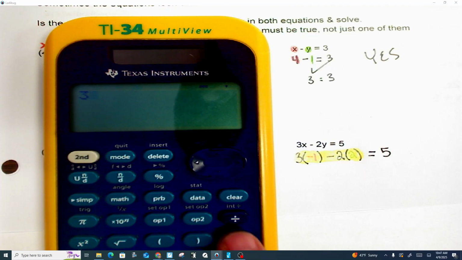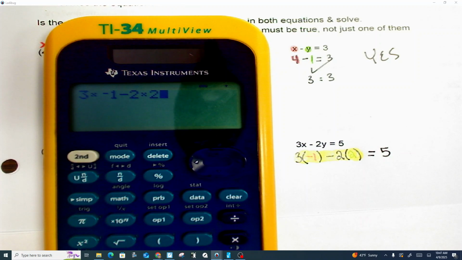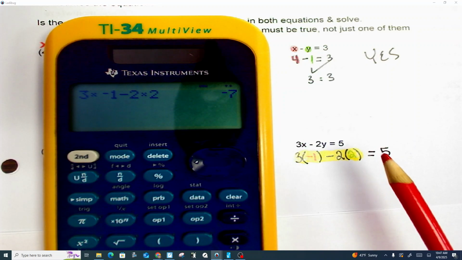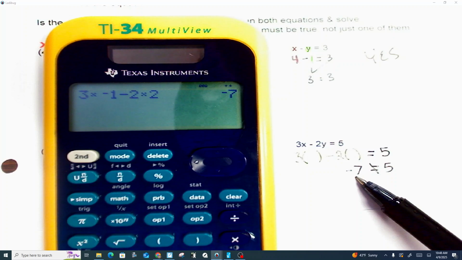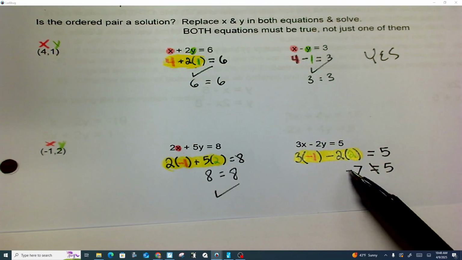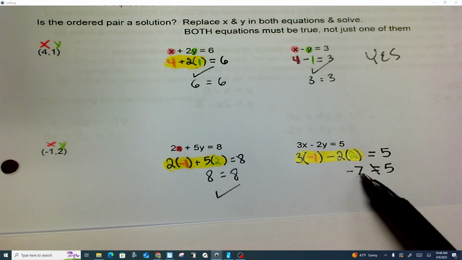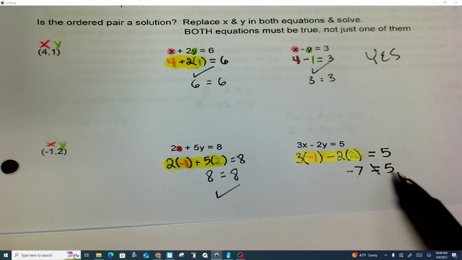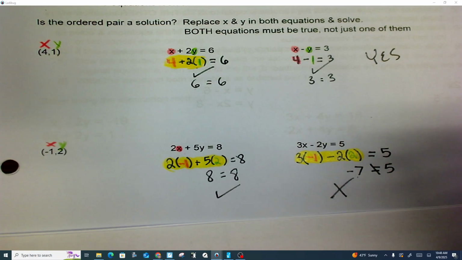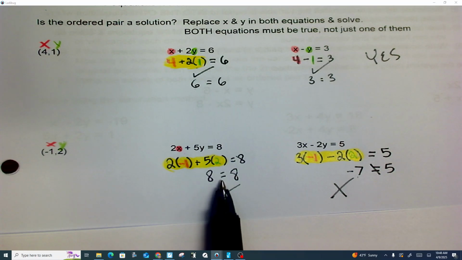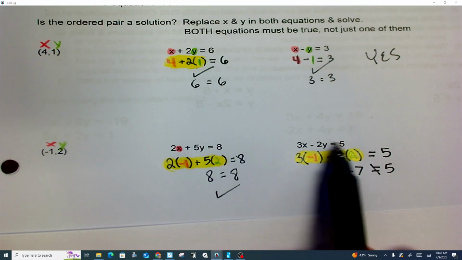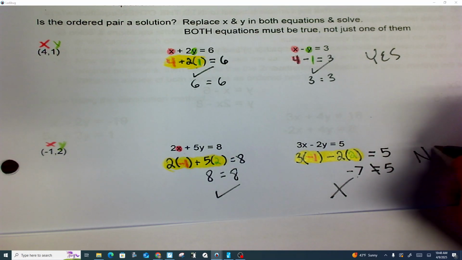So let's just plug it in. 3 times -1 minus 2 times +2. Do we get 5? No, we get -7, and we were hoping to get 5. So I'm going to take this -7 and write it right there to show that all of this became equal to -7, and it's not equal, so that's the reason I put a slash there, not equal to 5. So how about we just put an X there, and then it's very simple to say that, yes, this ordered pair doesn't make both of these true, it's just one. So does this ordered pair make the entire system of equations true? No.